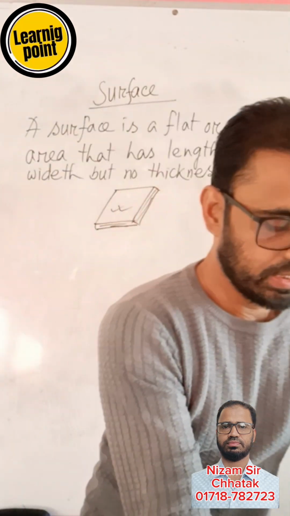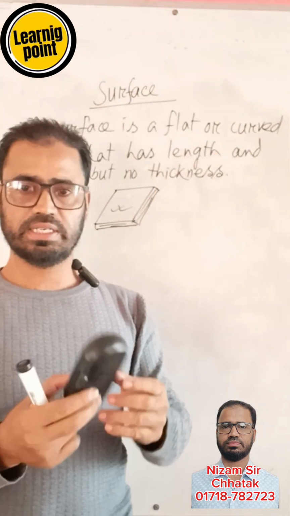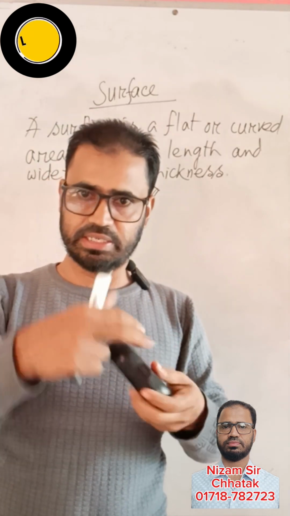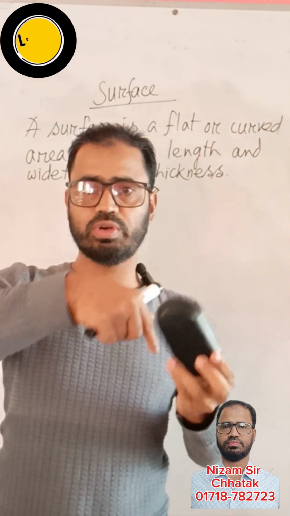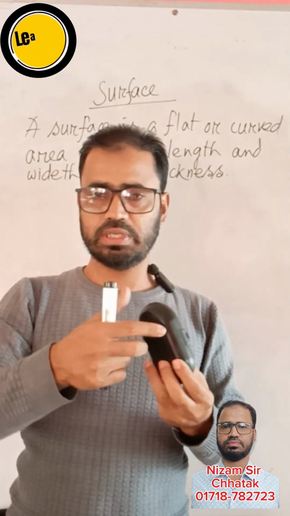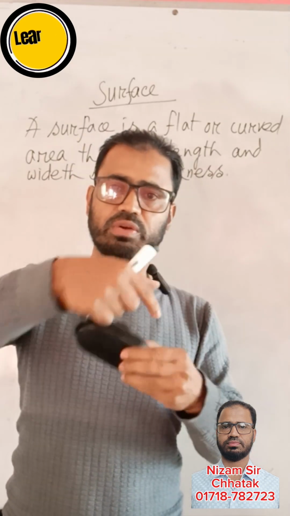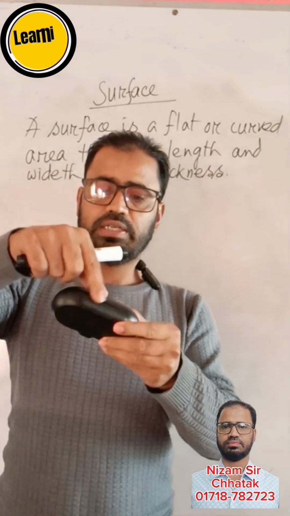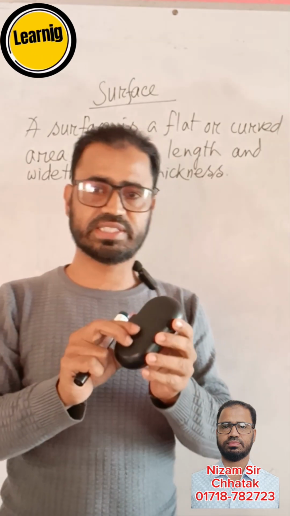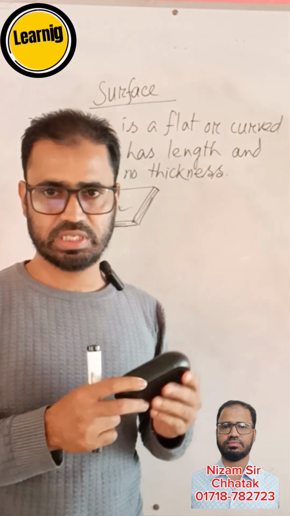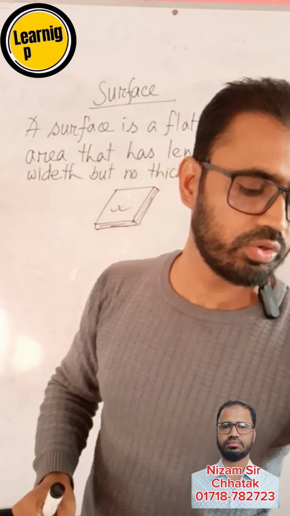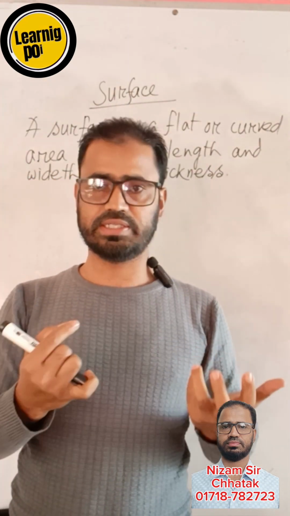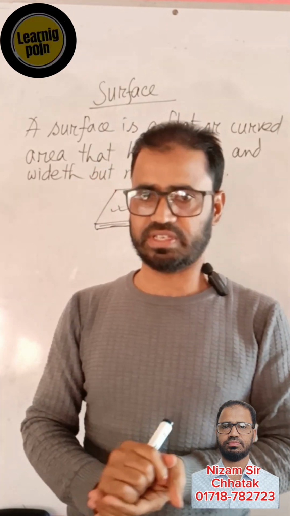And here you can see something which is not plain. It is a little bit round shape. It looks round, and the surface of this box is an example of curved surface. Or we can say the top of a football is an example of curved surface.